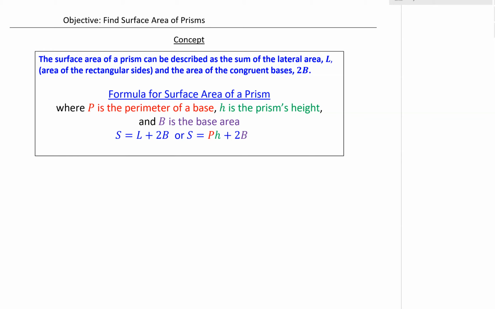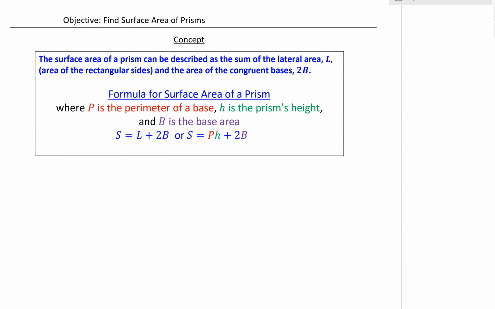Hi there, this is Ms. Page, and in this lesson, this is actually the second part of a lesson on how to find the surface area of different types of prisms. In the first part of the lesson, in the first video, we did one example and talked about the concept.